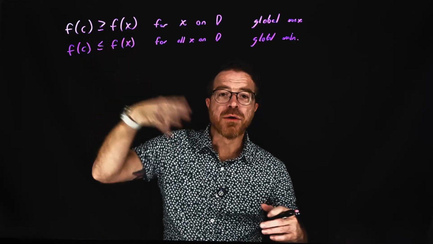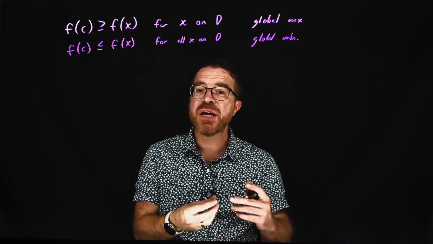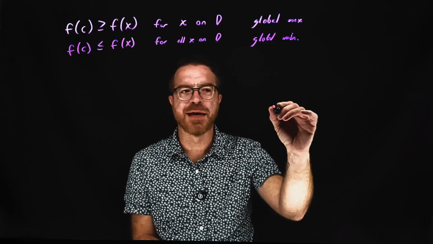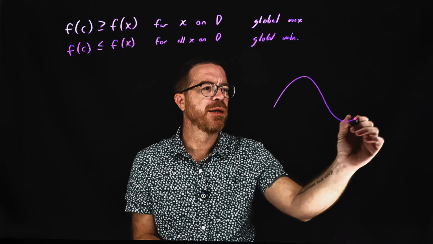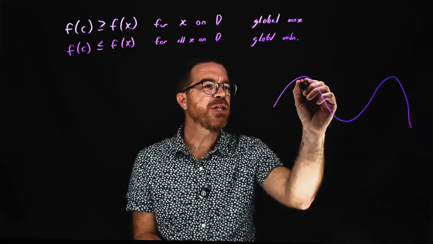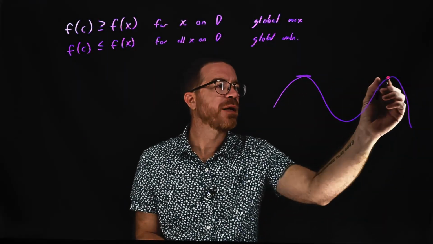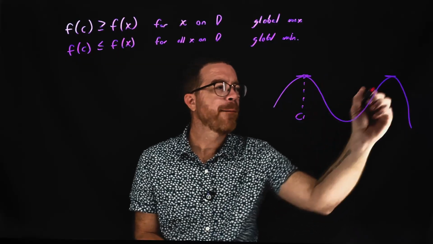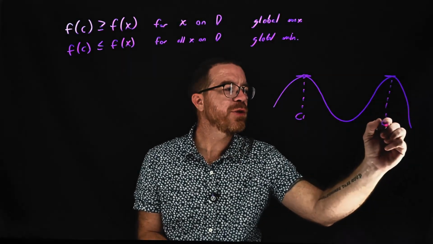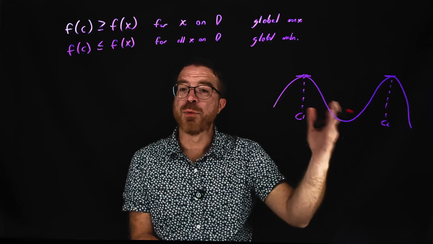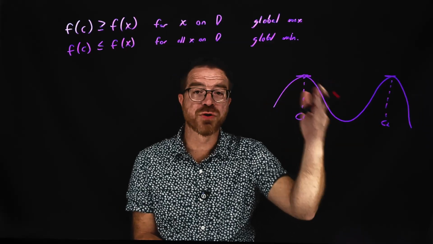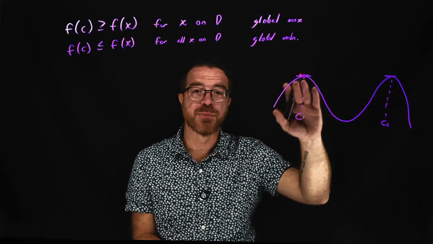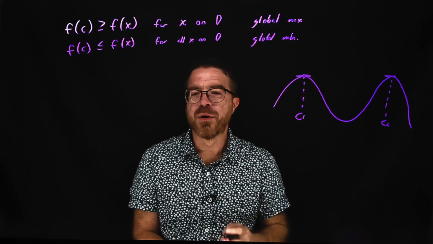Now, you'll notice that it is "or equal to." That means that you could actually have more than one global max. For example, if I had a sine wave, which went like this, then each of these would be a global max. This might be c1 and this might be c2. These would both be a global maximum because they are larger than any other x value, but they're equal to each other, meaning that this is both a global and a local maximum.